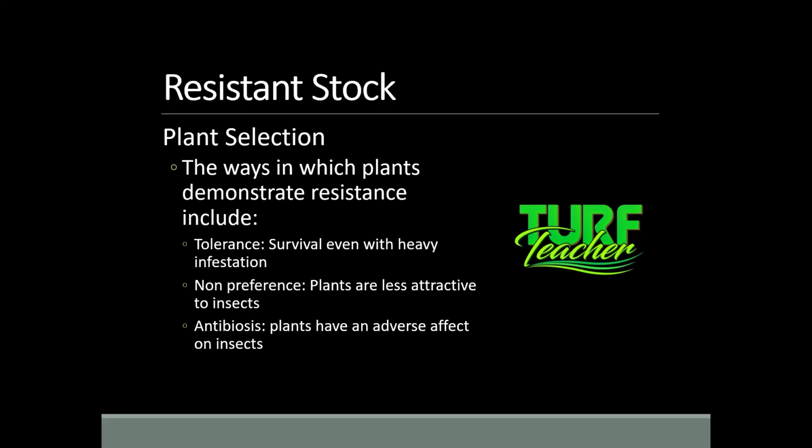They're probably the ones you're not even going to pay attention to when they bloom, because every plant has to bloom. That's how they reproduce. They're just inconspicuous. You don't see them. So they're just less attractive to the insects. And then antibiosis, these are the plants that have an adverse effect on insects. So the insects are going to stay away because they know if they were to feed on it, they stand a chance of getting sick themselves.